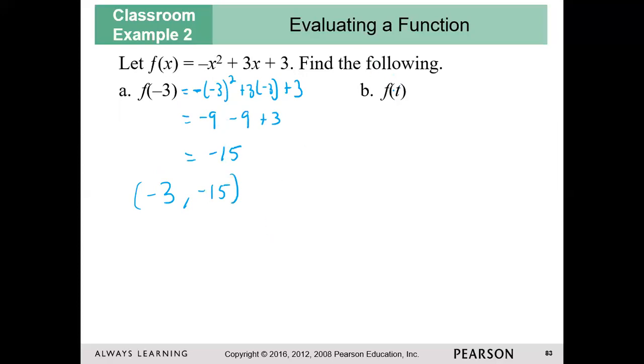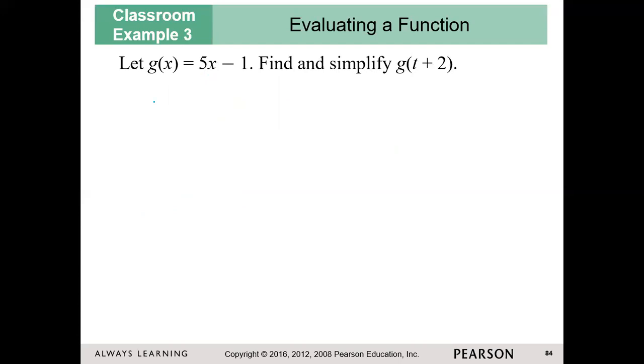And students freak out with this one. They're like, well, what do I do with this t? It's the same thing you did over here. You replace all of the x's with this t, so you end up getting f of t is equal to negative t squared plus 3t plus 3, and then we move on to the next problem. There's nothing that you can do with that.